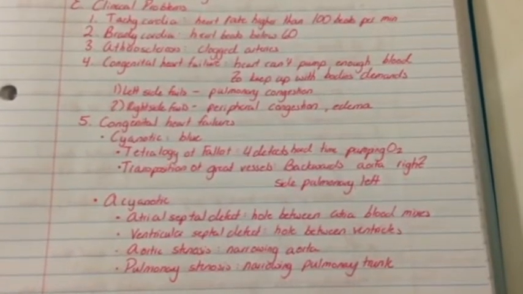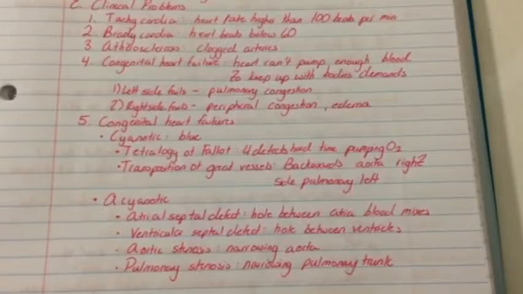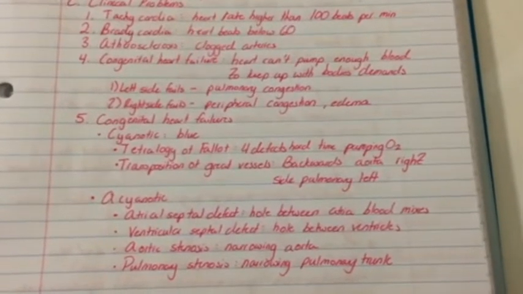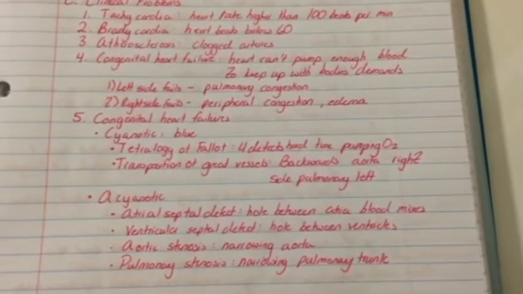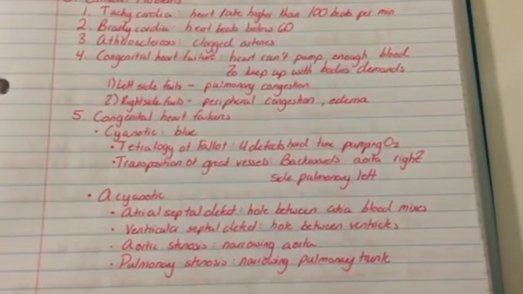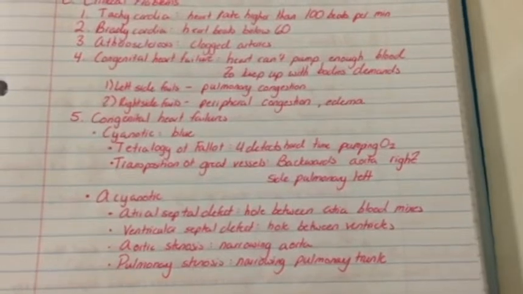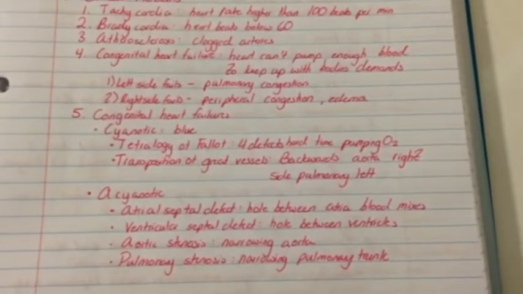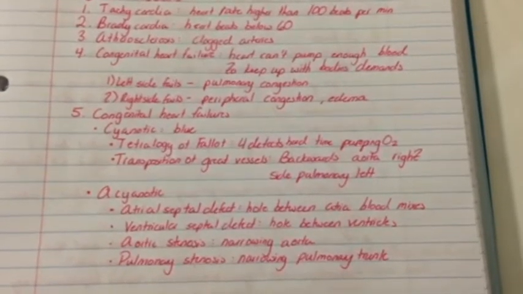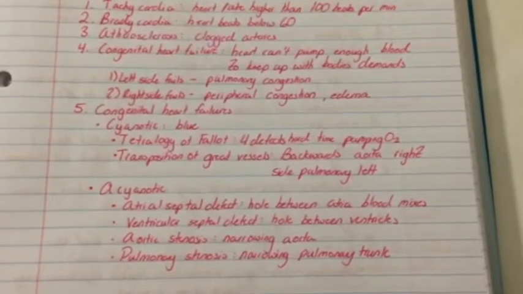Congenital heart failures. Cyanotic means blue. Tetralogy of Fallot is 4 defects, and it has a hard time pumping oxygen. There's also transposition of great vessels, which means that the heart is backwards and the aorta is on the right side and the pulmonary is on the left.